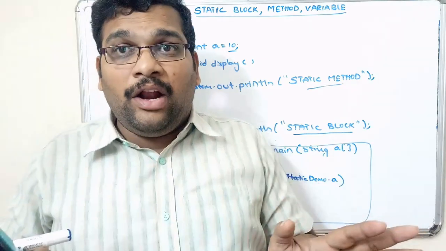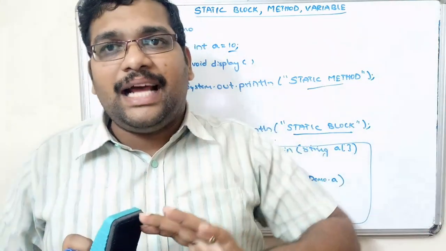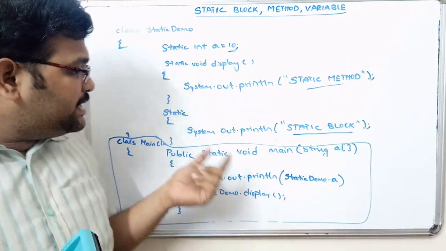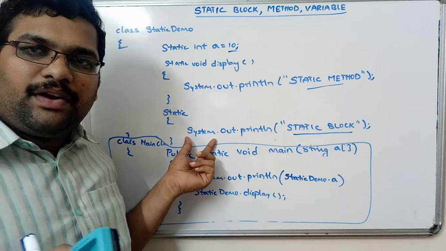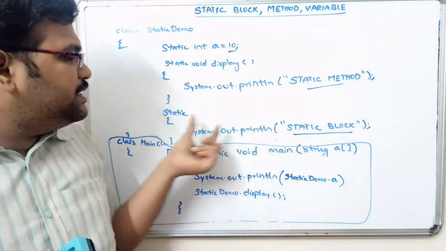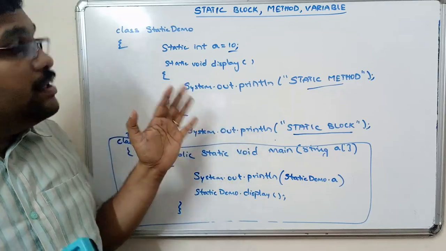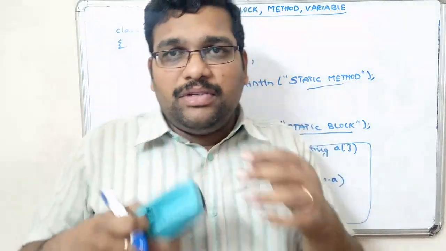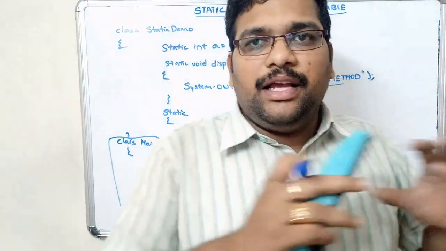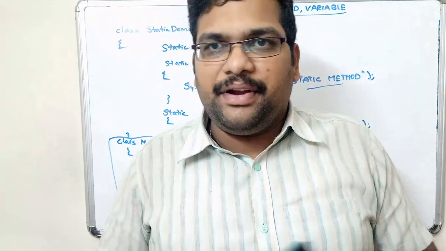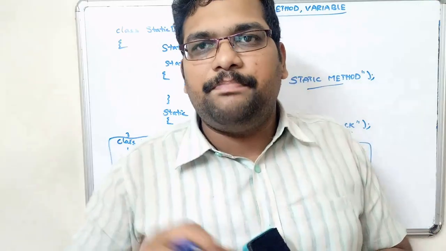So we need not create an object directly. By using the class name, we can access the static variables and methods. And for a static block, no explicit call is required. Only with the reference, the static block will be executed. So hope you understood everything. If you have any doubts regarding this, we will execute a simple program so that all your doubts will be clarified. Now let us see the implementation part.